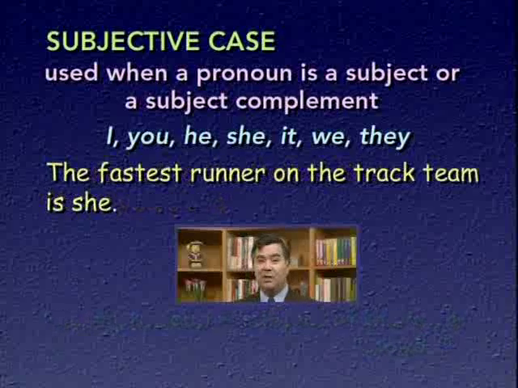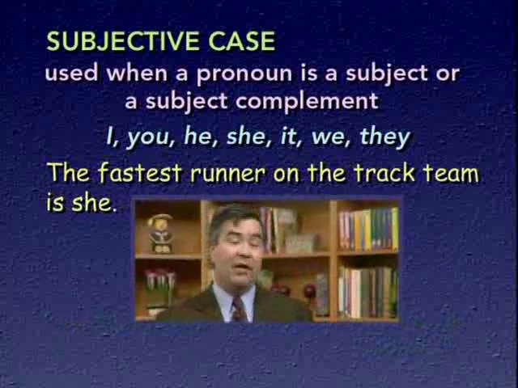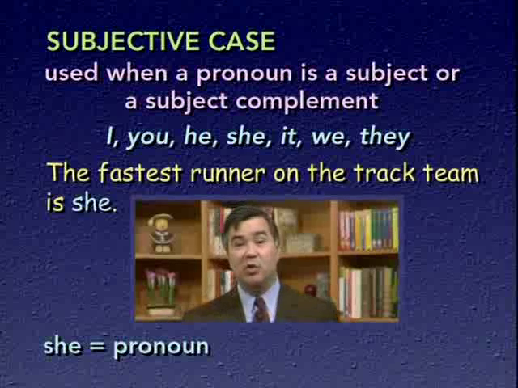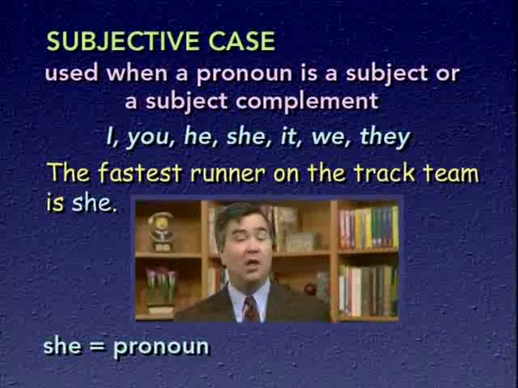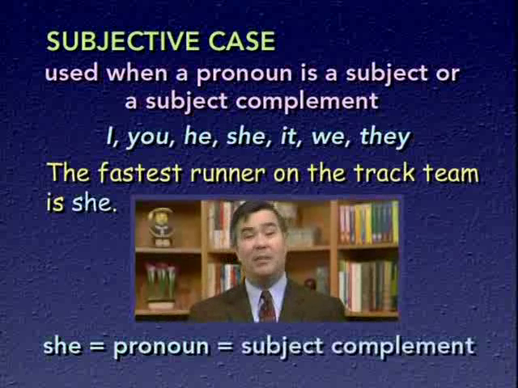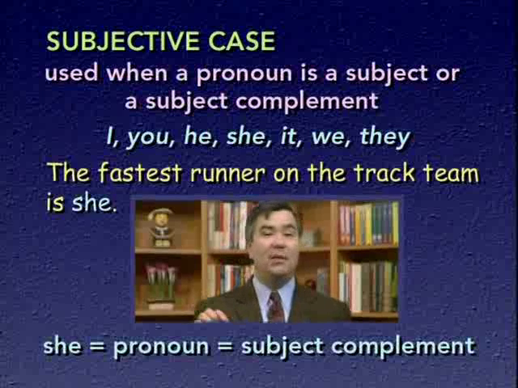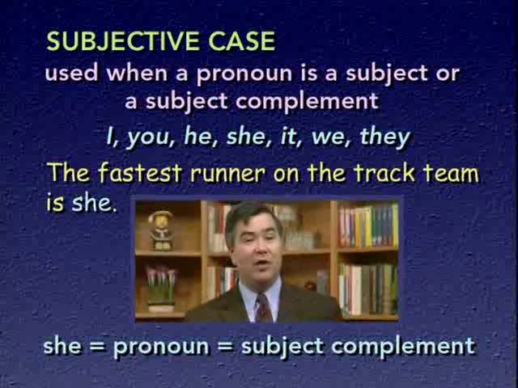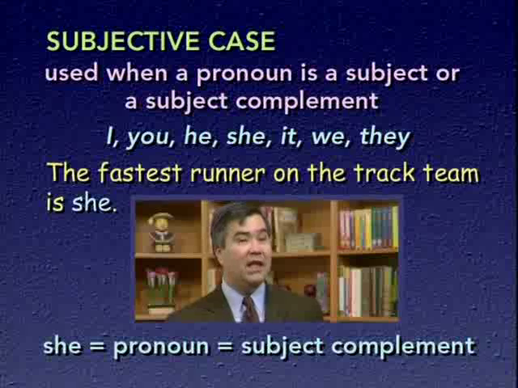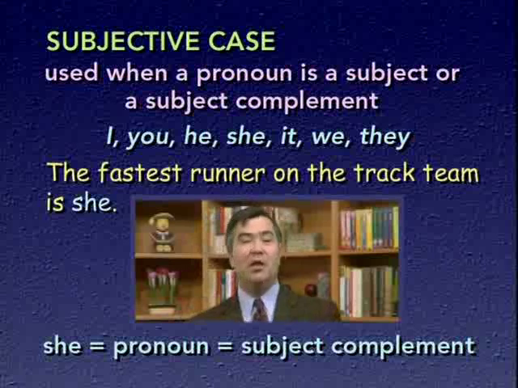Here's another example. The fastest runner on the track team is she. Now here the pronoun is the last word in the sentence, she. Again, it's a personal pronoun in the subjective case. Why? In this case, the pronoun she is acting as a subject complement. The sentence contains a verb which expresses not action, but a state of being, namely the verb is. It's explaining a state of being, and the word she acts as a subject complement because it refers back to the subject of the verb, runner.